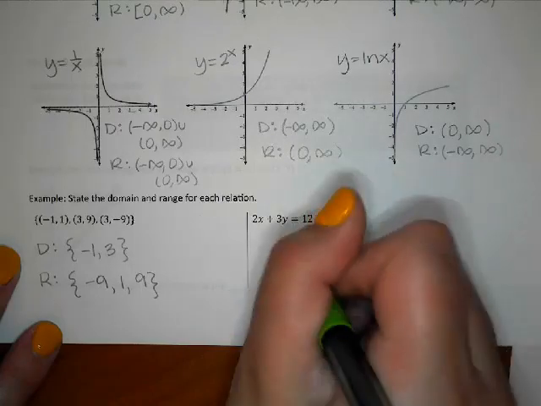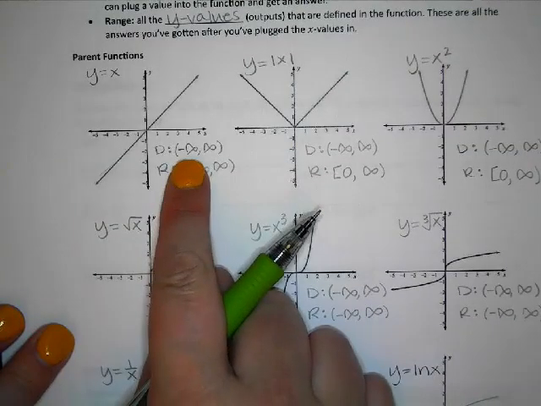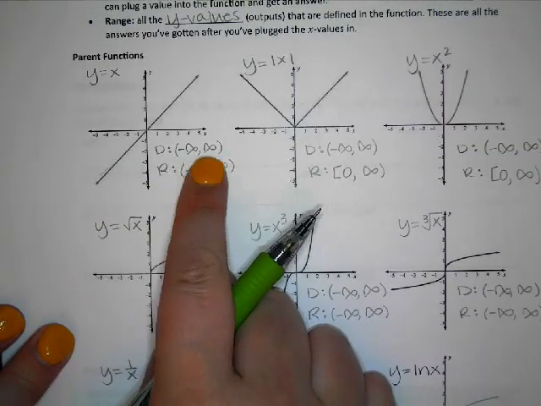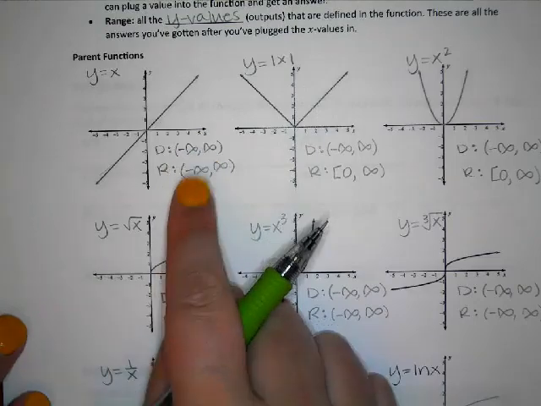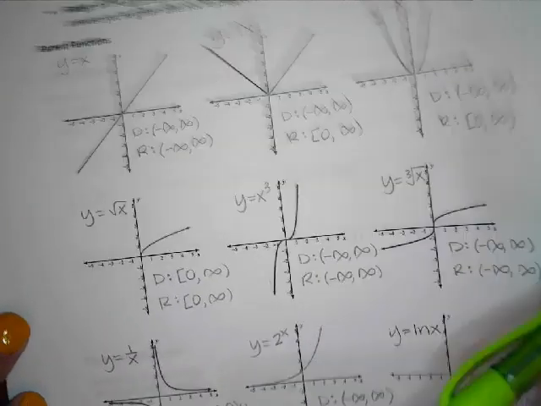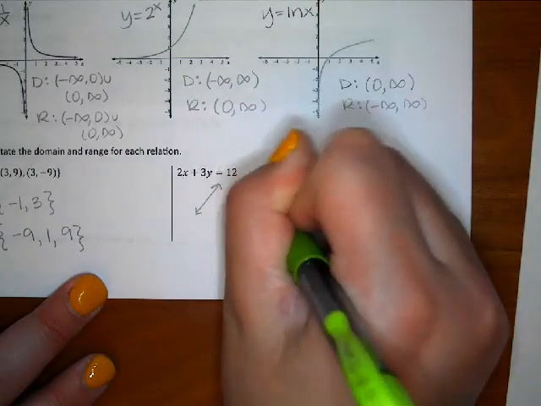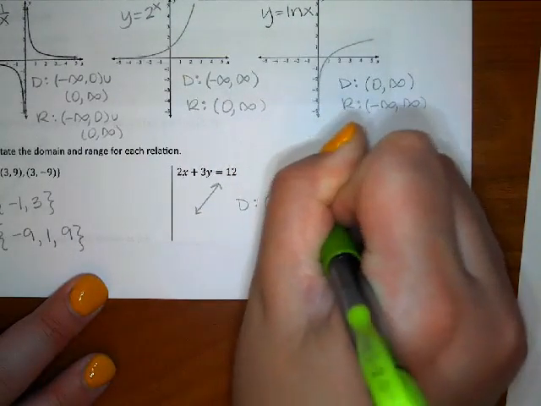And I know about lines that they go left and right forever. You can plug in any x value you want. It's always going to work. And your outputs, you're going to have all sorts of outputs, negatives, positives. No numbers are going to be skipped. So my domain is -infinity to infinity. My range is -infinity to infinity.